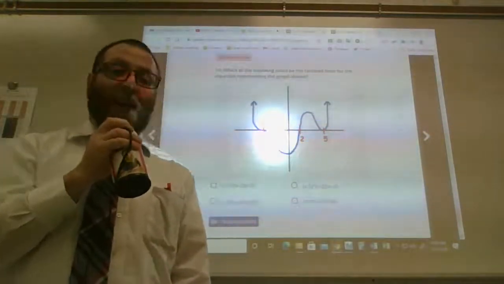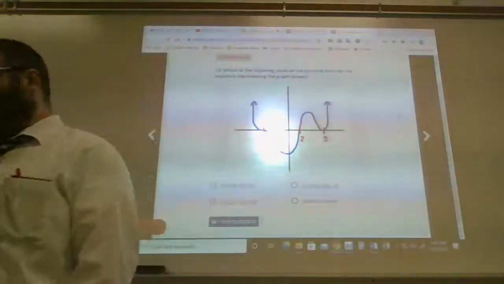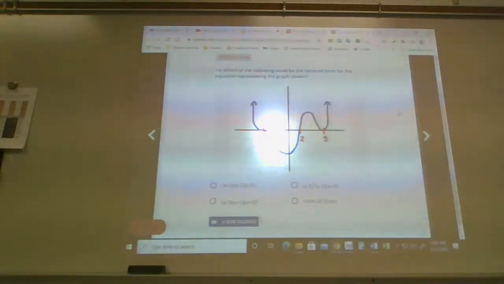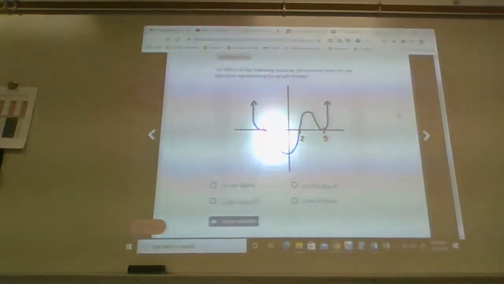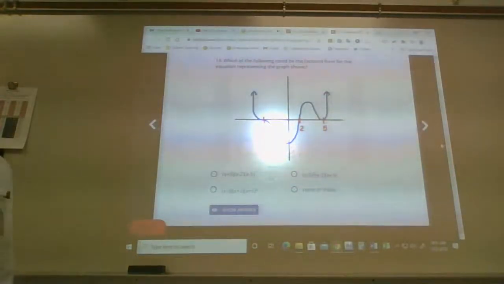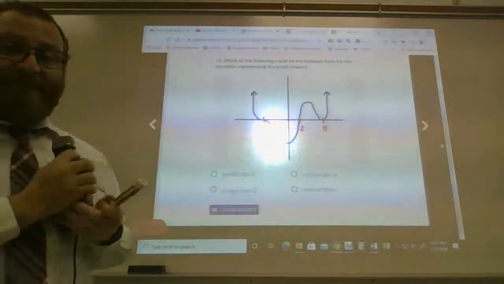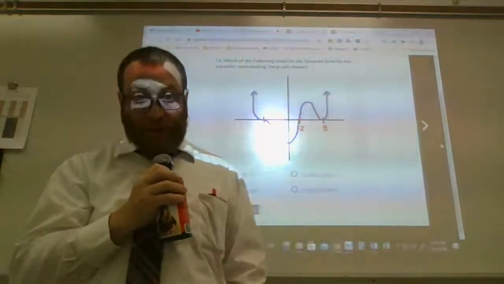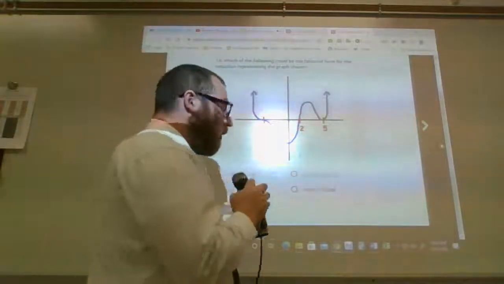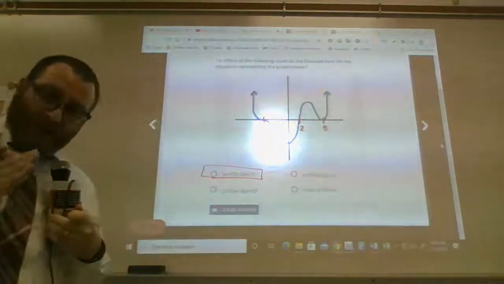First, look at the end behavior of this graph. They're both going up, meaning that the degree of this polynomial is even. I'm going to try to move that picture so you can see it a little bit better. I don't know if that was better or worse. The degree has to be even. But I only visibly see 3 x-intercepts, which most of you picked.